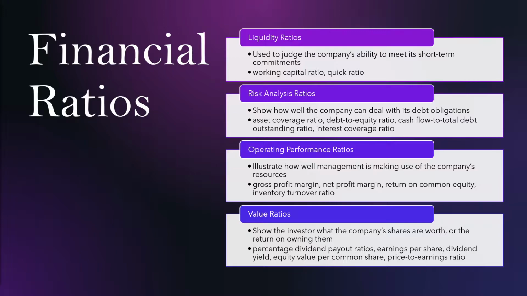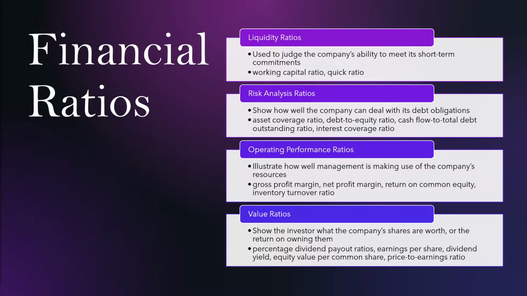We also have risk analysis ratios. These show how well the company can deal with its debt obligations. Obviously, if a company can't deal with these debt obligations, they are more risky, which is why it is risk analysis ratios. And these ratios include the asset coverage ratio, debt to equity ratio, cash flow to total debt outstanding ratio, and the interest coverage ratio.